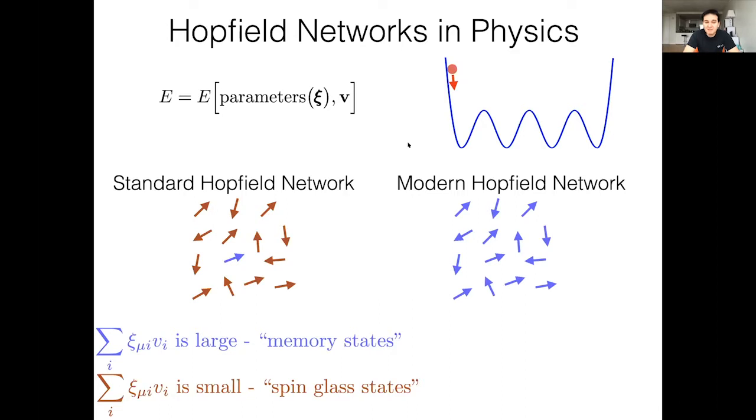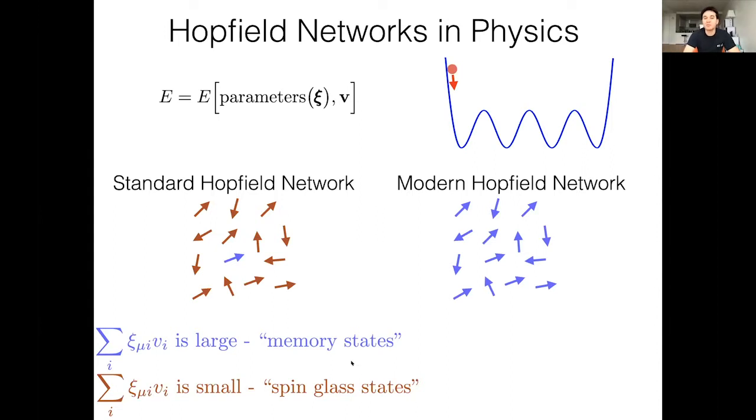And it turns out that the local minima of this energy function come in two flavors. The first kind of minima is the so-called memory state. And the second kind of minima is called the spin glass state. In the memory state, if you take the state of the network in the minimum, you can always find one pattern psi so that the overlap between that pattern and the state of the neural network is large. And in the spin glass state, that overlap is small.